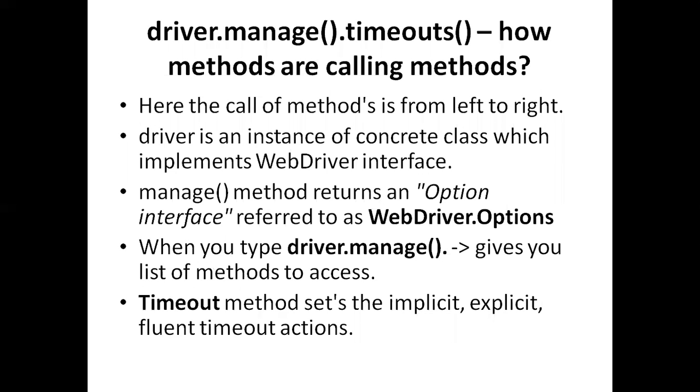Okay. Now driver.manage().timeouts(), how are the methods being called? So they want to understand the sequence. So the flow, the calling is happening from left to right. Now driver is an instance of a concrete class which implements the WebDriver interface, while the manage method returns an Options interface referred to as WebDriver.Options. So when you type driver.manage, you can get various lists of methods that you can access after it. And timeouts is, again, implicit, explicit or fluent timeout actions. So they wanted to understand what each and every method stands for. What is the significance of each and everything in this line?